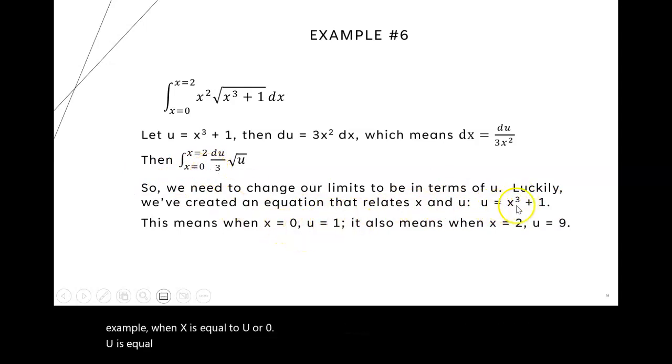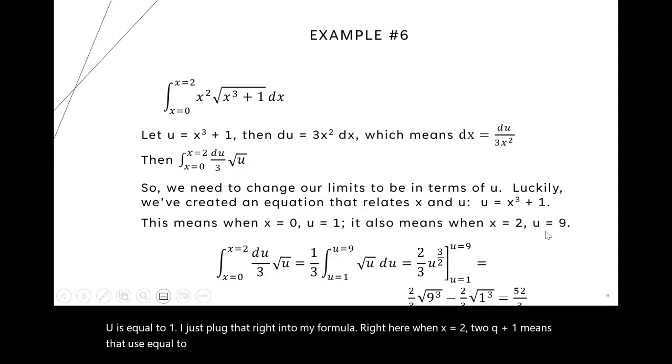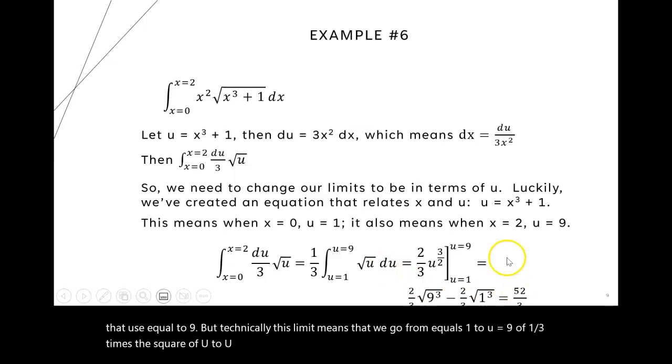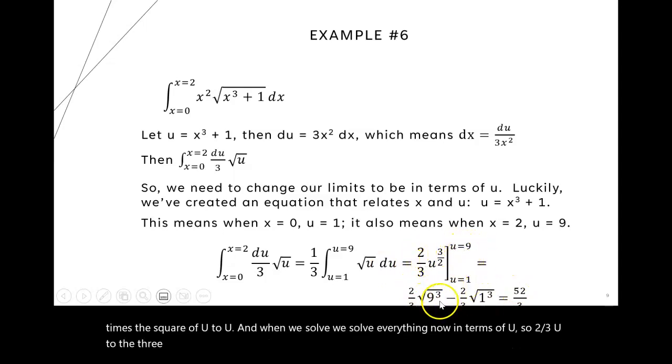I just plug that right into my formula right here. When x equals 2, 2 cubed plus 1 means that u is equal to 9. So this limit means that we go from u equals 1 to u equals 9 of 1/3 times the square root of u du. And when we solve everything now in terms of u, we get 2/3 u to the 3/2 from 1 to 9. Plug that in and you get 52 over 3.